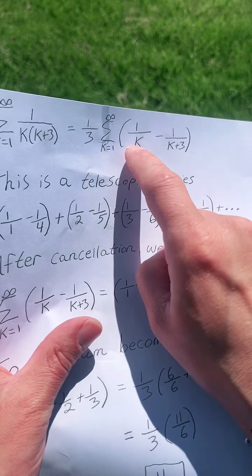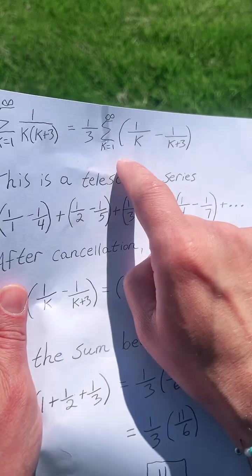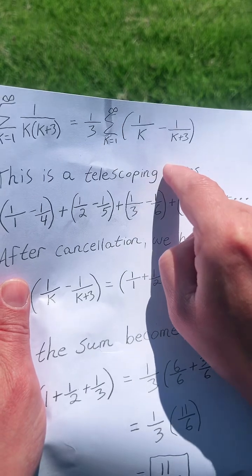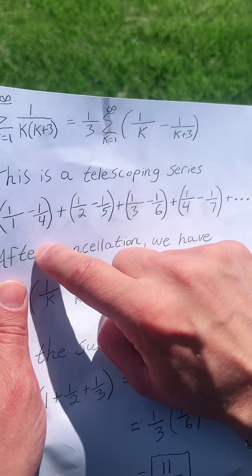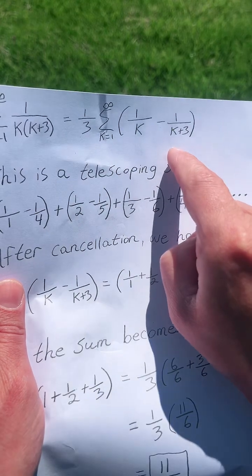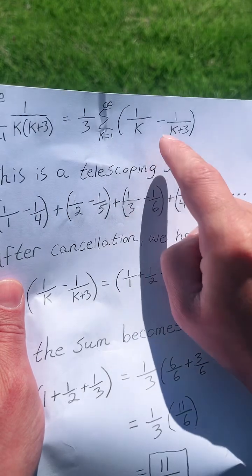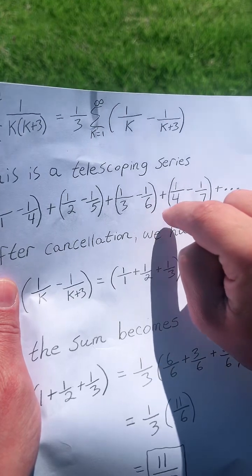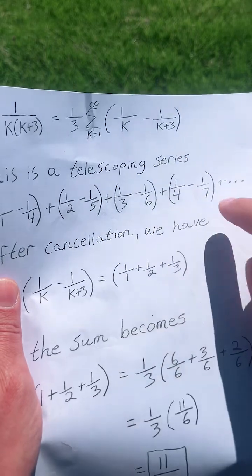So if we go ahead and put in some numbers for k, again, k is starting at 1 and it's going forever. If k is 1, we have 1 over 1, which is just 1, minus 1 over 1 plus 3, so 1 minus 1/4. The sum, the capital sigma, means we're adding. So plus, when k is 2, 1 over 2 minus 1 over 2 plus 3, so minus 1/5. Plus, when k is 3, 1/3 minus 1 over 3 plus 3, which is 1/6. Then when k is 4, 1/4 minus 1/7. And we keep doing this forever.